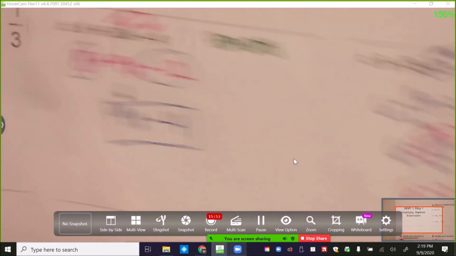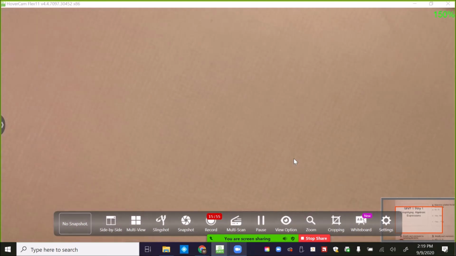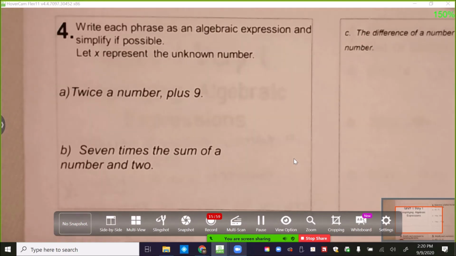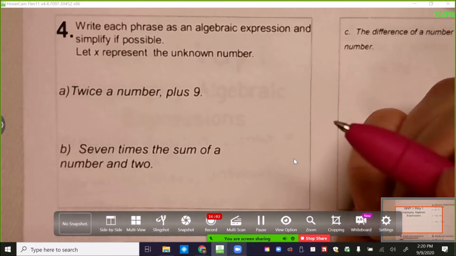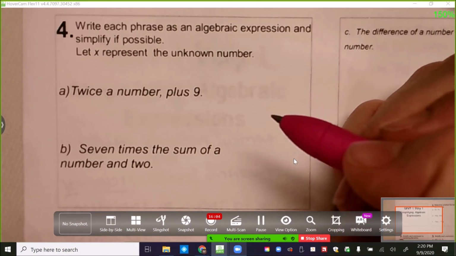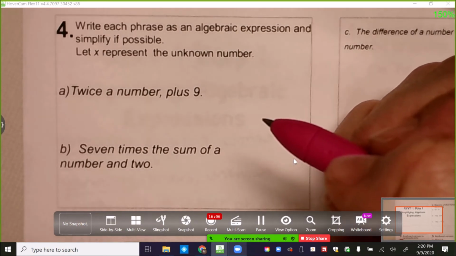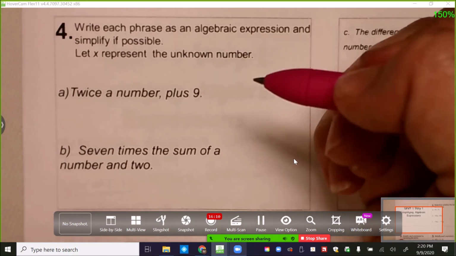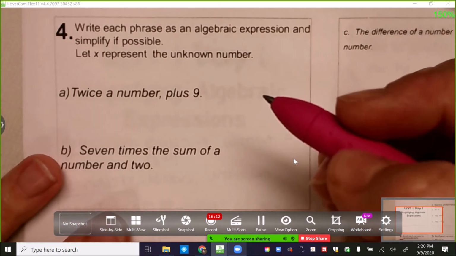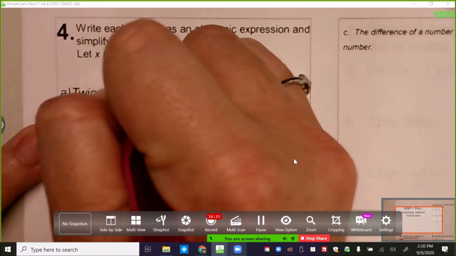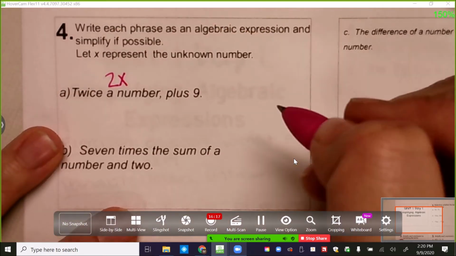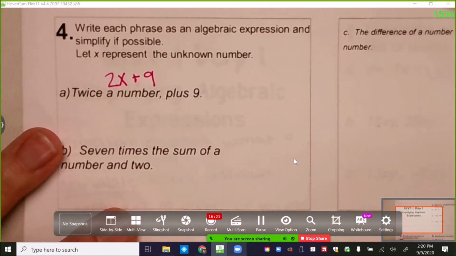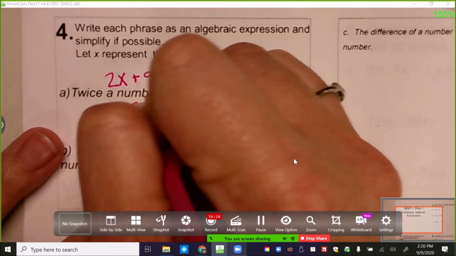Okay, so now we're going to look at phrases, and we're going to turn those phrases into expressions. It says, write each phrase as an algebraic expression and simplify if possible. Let x represent the unknown number. So A says twice a number plus 9. This one's pretty simple. What's twice a number? 2x. And what is plus 9? Plus 9. That one says exactly what you should write. So 2x plus 9 is my answer there.